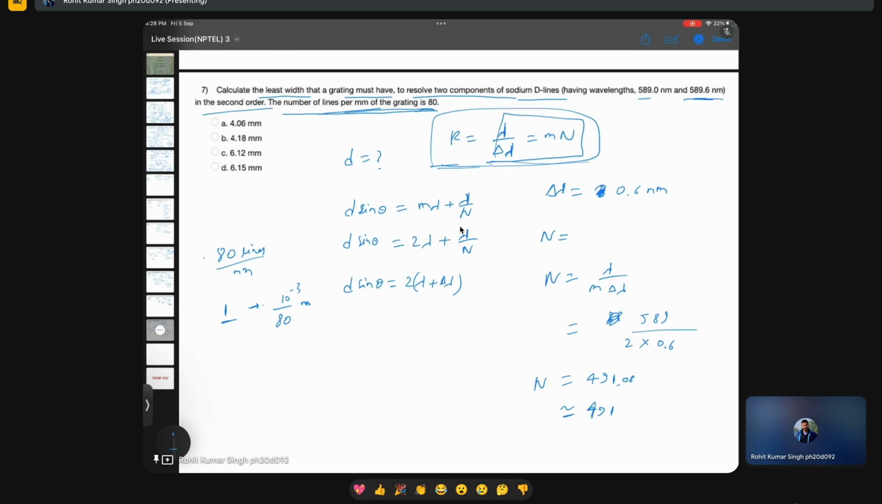Okay, and from here we find that the width of each line is this. Okay, 10 to the power minus 3 by 80. Number of lines per mm. But we find out total number of lines. Total number of lines is this. This question is confusing.